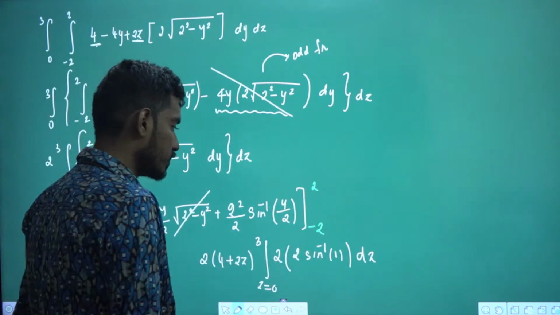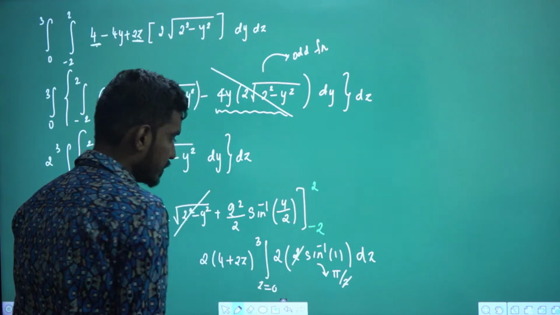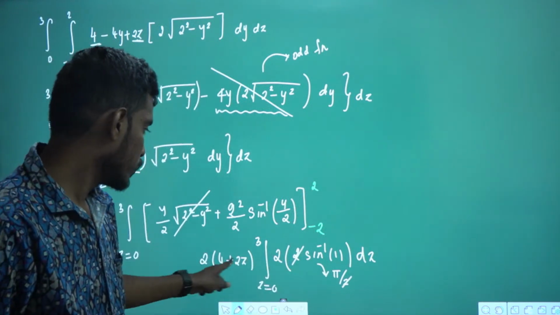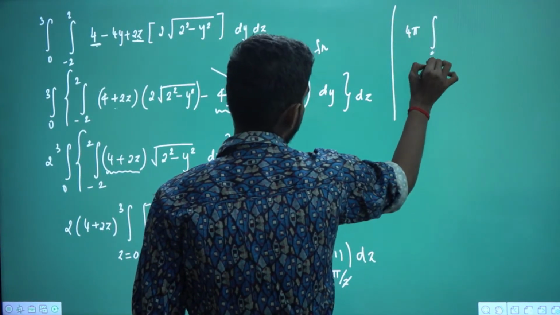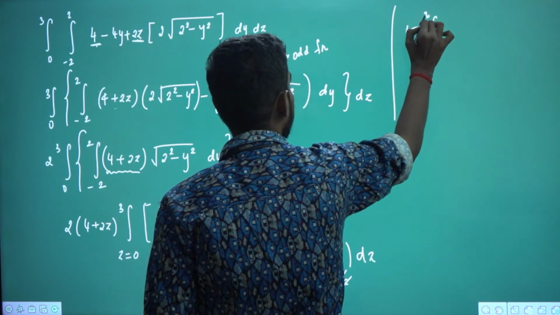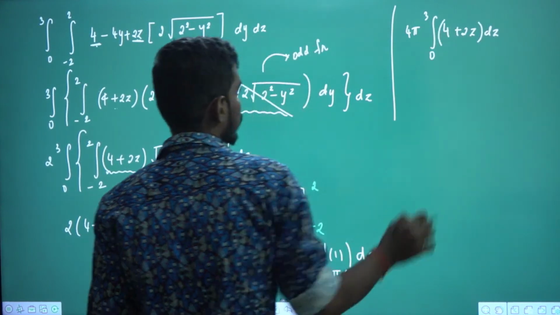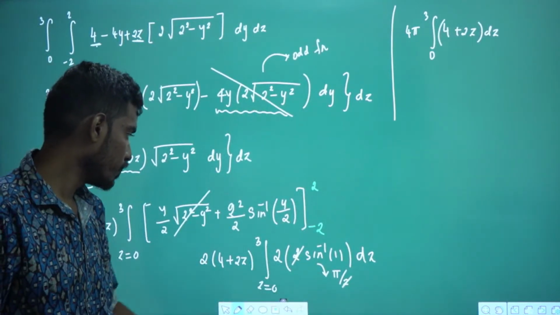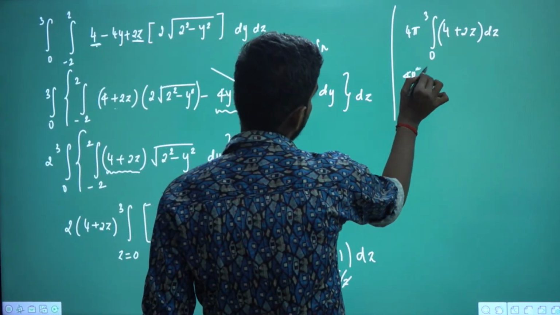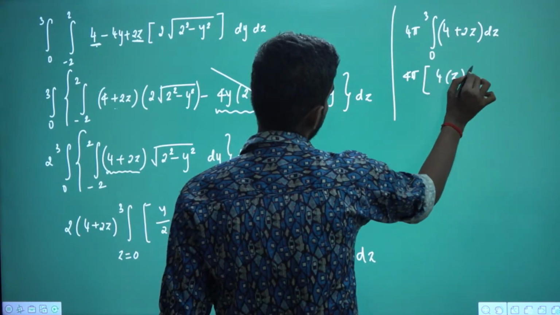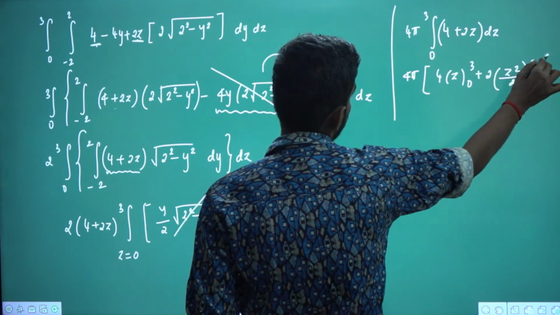So sine inverse of 1 is pi by 2. So this will be pi by 2, this 2 will get cancelled, so we will have 2 pi. So you take that 4 pi outside. So you will have 4 pi integration of 0 to 3, 4 plus 2z dz, right? So this will be 4 pi, 4z from 0 to 3 plus 2 times z square by 2 from 0 to 3.